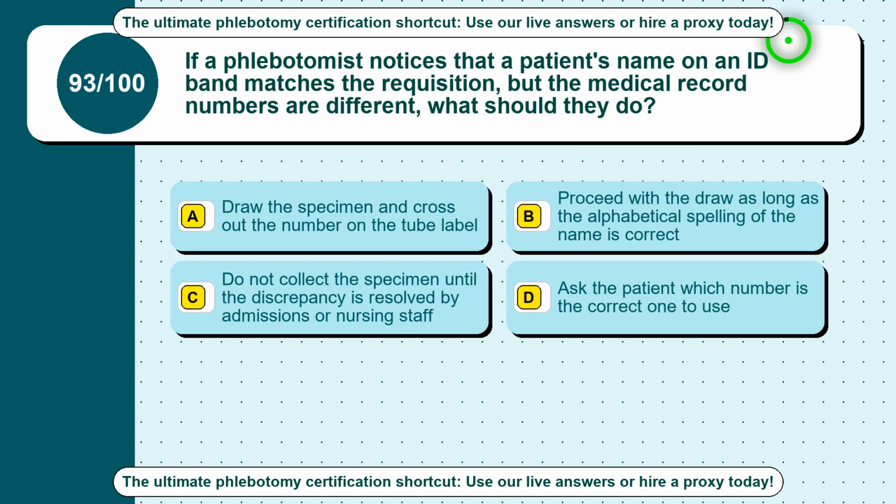Question 93. If a phlebotomist notices that a patient's name on an ID band matches the requisition, but the medical record numbers are different, what should they do? Option A, draw the specimen and cross out the number on the tube label. Option B, proceed with the draw as long as the alphabetical spelling of the name is correct. Option C, do not collect the specimen until the discrepancy is resolved by admissions or nursing staff. Option D, ask the patient which number is the correct one to use.